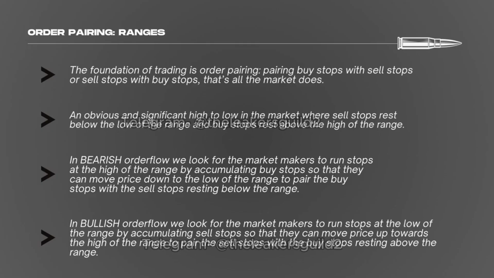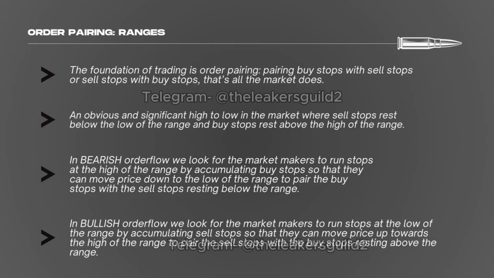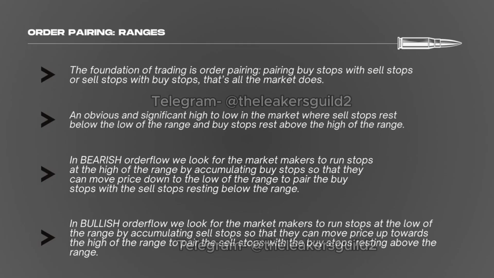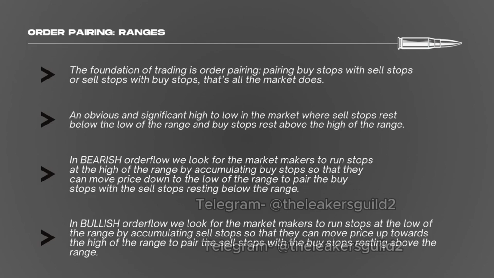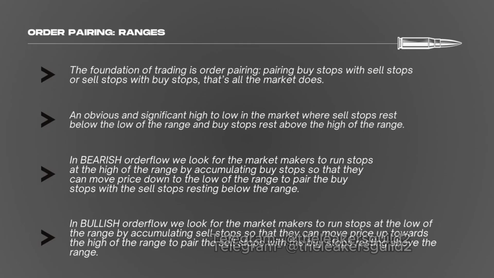So that means in bearish order flow, we look for the market makers to run stops at the high of the range by accumulating those buy stops so that they can move price down to the low of the range to pair the buy stops up with the sell stops resting below that range. And vice versa, in bullish order flow, we look for the market makers to run stops at the low of the range by accumulating sell stops so that they can move price up towards the high of the range to pair those sell stops with the buy stops resting above the range.